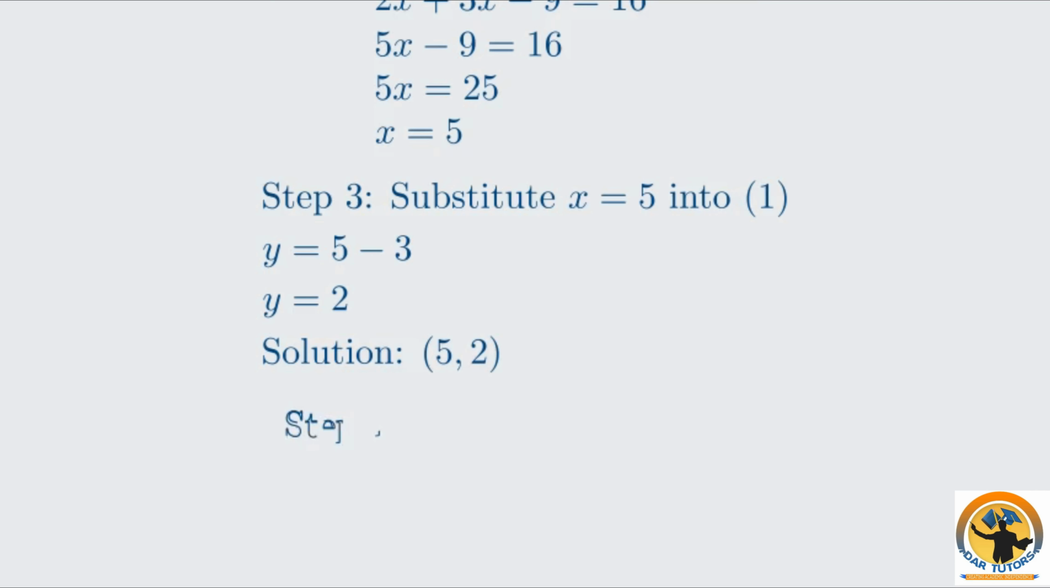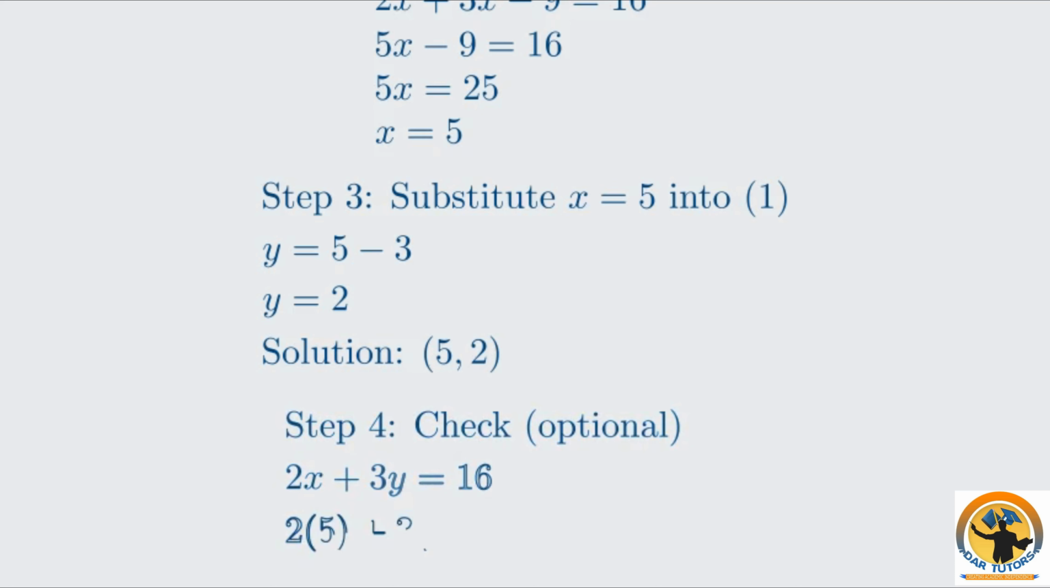To be thorough, we always check our answer by substituting both values into the second equation. 2 times 5 plus 3 times 2 equals 10 plus 6, which is 16. The solution is correct. Now, let's explore the elimination method.